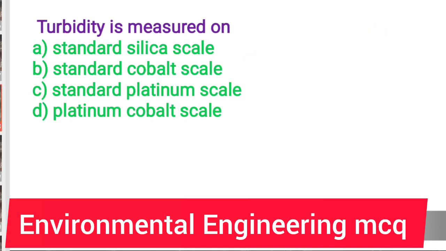Next question, turbidity is measured on: option A standard silica scale, option B standard cobalt scale, option C standard platinum scale, option D platinum cobalt scale. The correct answer is option A standard silica scale.